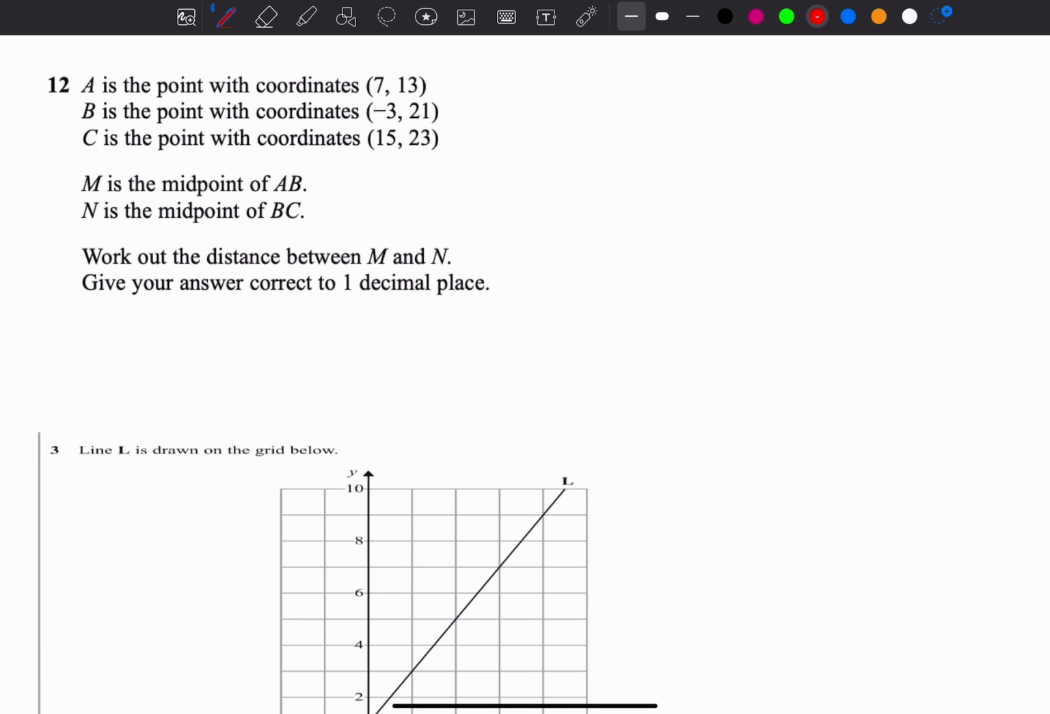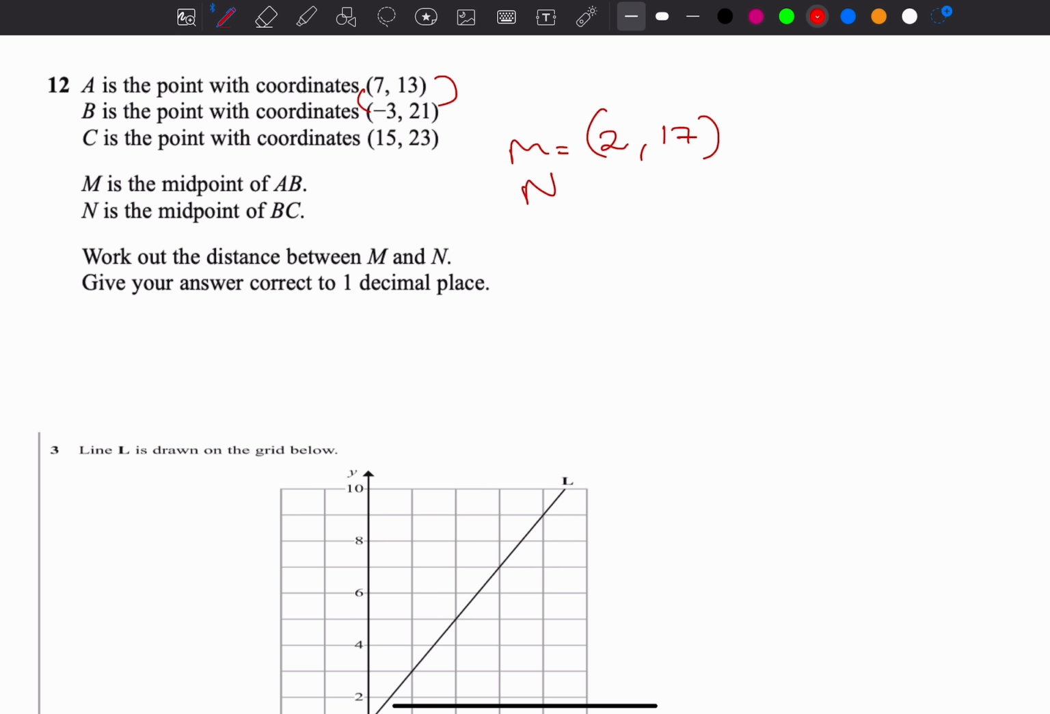M is the midpoint of AB. So let's see what M is. Midpoint means you add them and divide by 2. 7 add minus 3 is 4, divided by 2 is 2. 13 add 21 is what? 34 divided by 2 is 17.